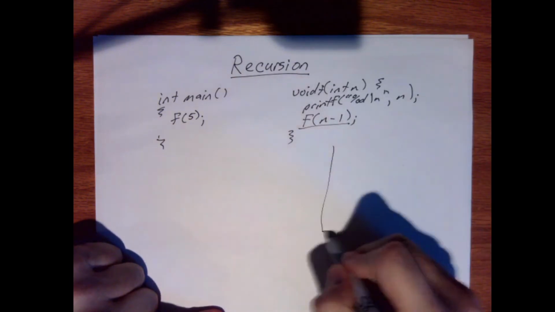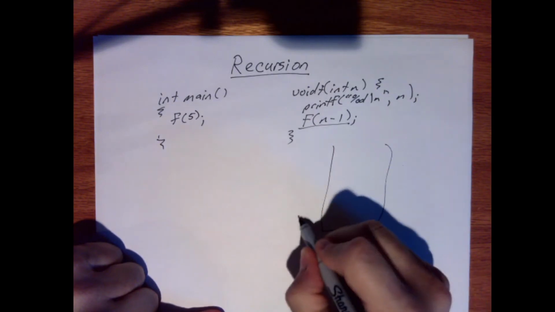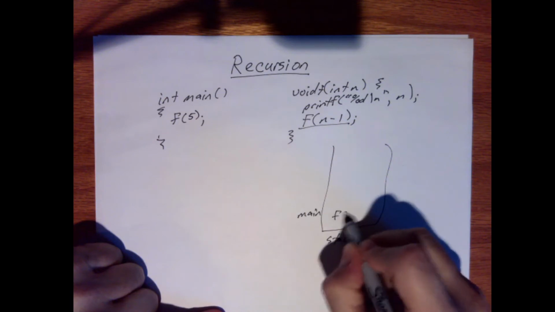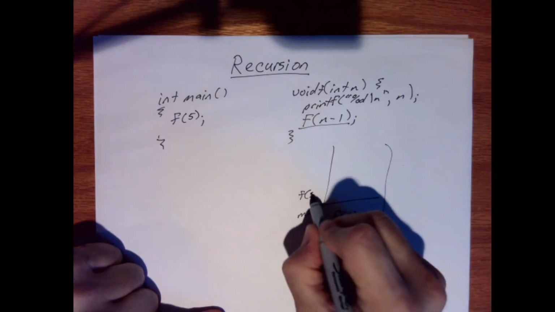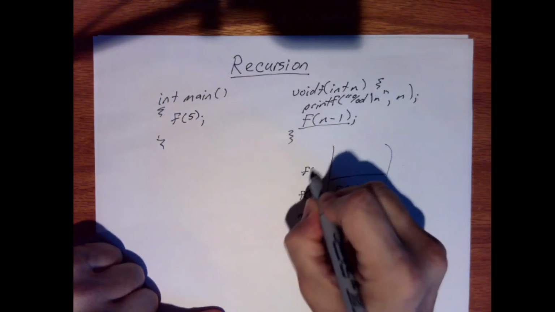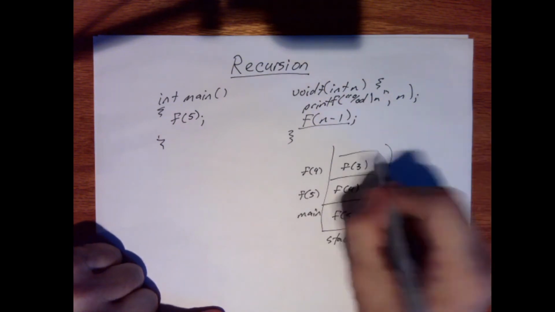So what's happening here, if we look at the stack, down here in main, we have f of 5, and then when I get here where I have f of 5, I call f of 4. When I get to f of 4, I call f of 3, and so forth.